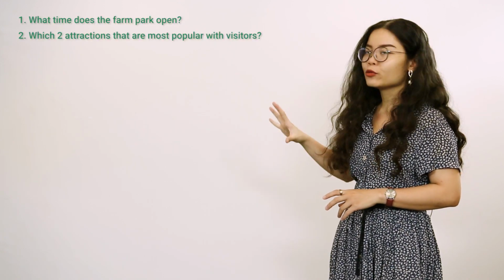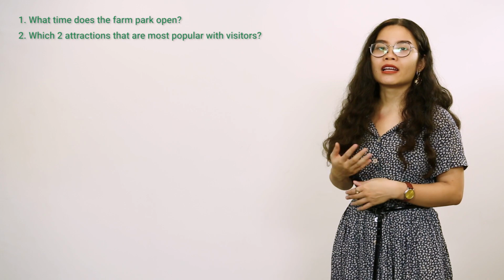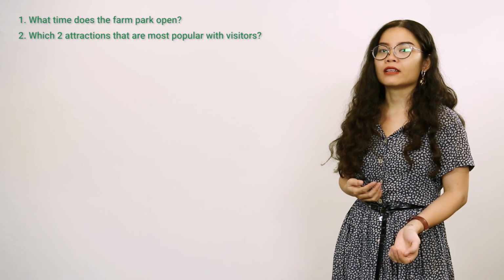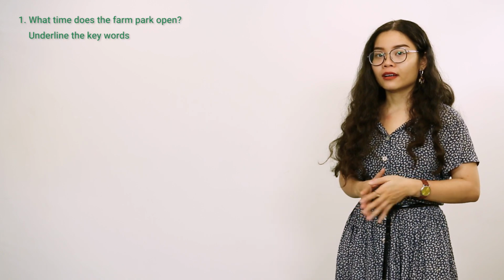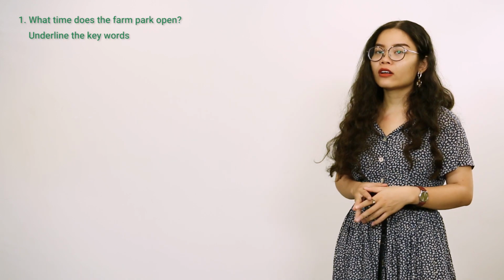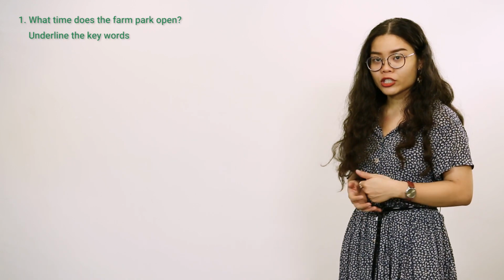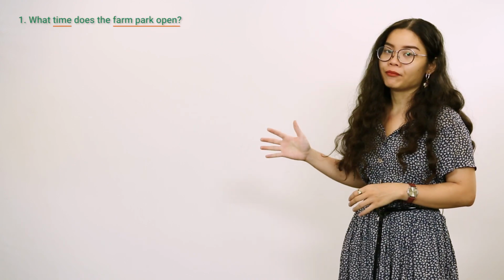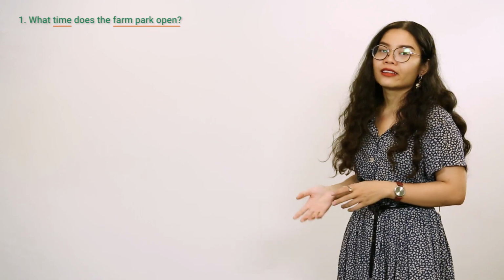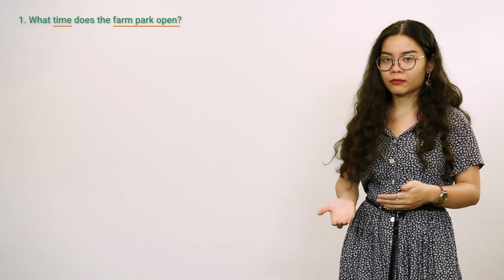Now let's see these 2 sentences that you would have to paraphrase and find synonyms for. The first sentence you see: what time does the farm park open? Now you need to underline the keywords. What are the keywords in this question? First we have time, then farm park, and then open. It means what kind of time? The time for the opening of the farm park.